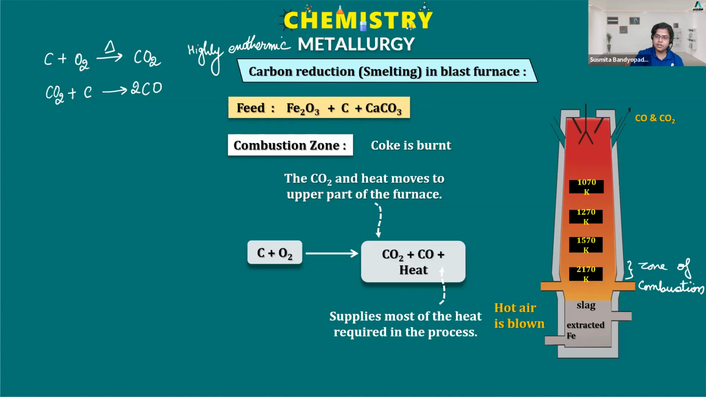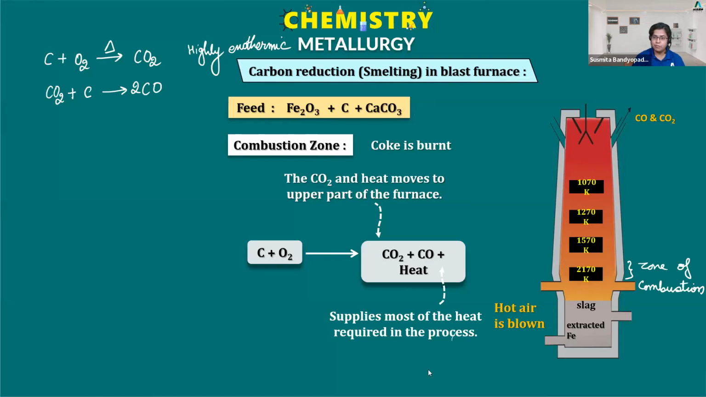So in the zone of combustion, C plus O2 gives CO2. Not all of it is CO2. Some CO2 combines with the leftover coke and forms CO. Very high temperature is produced. Some temperature is required to bring about the reaction, but since the reaction is highly exothermic, a lot of heat is given out, which is sufficient to carry out most of the reactions here.